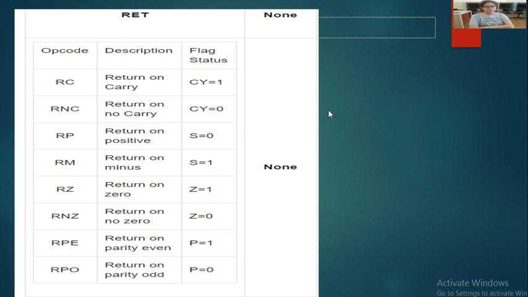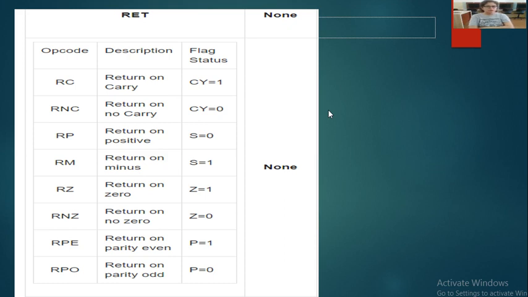So the first instruction is RC. RC stands for return if carry. Return on carry. Return only if there is a carry. You can write any of the definitions. Return if there is a carry. Return on carry. So in that case, if there is a carry, the value of the carry flag remains 1. So the value of CY is equal to 1.